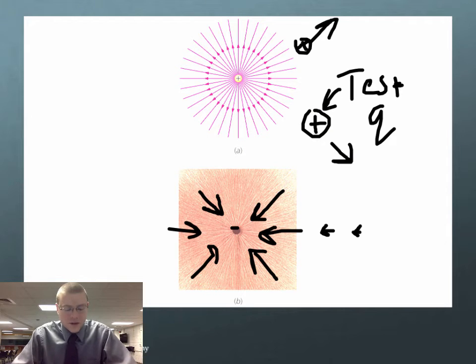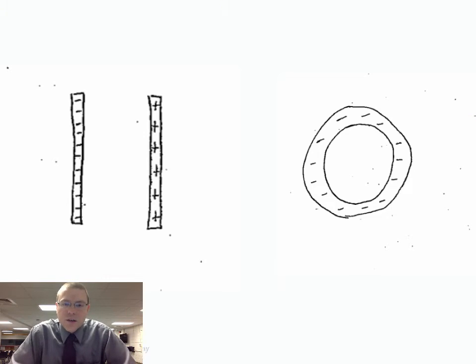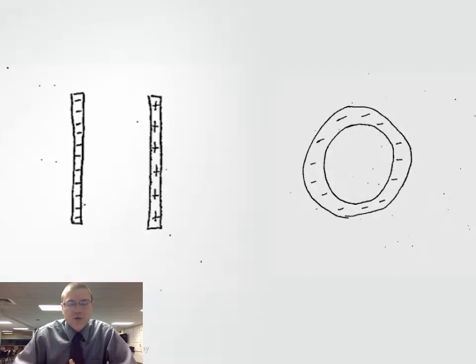Let's do another example. So this is on that worksheet that we gave in class. You can see I've got two charged lines here.